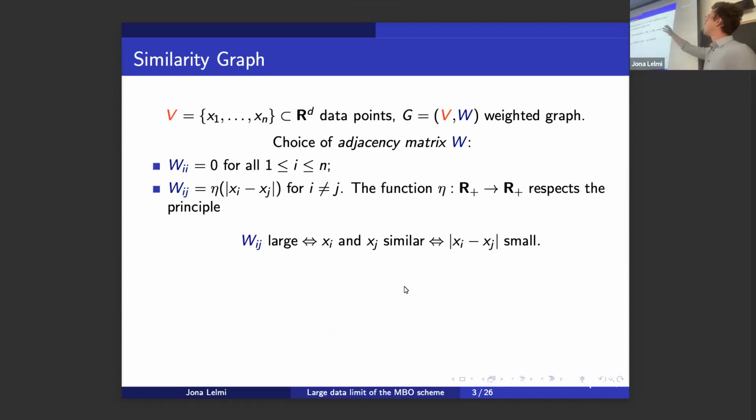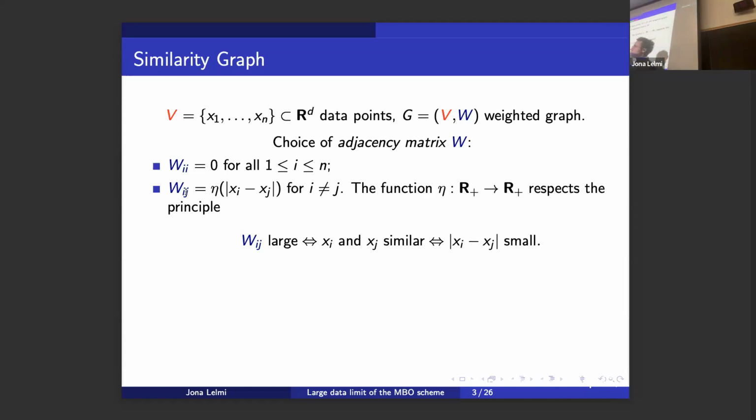So you have a bunch of data points, x1 up to xn, which sit in a very large space R^d. And you construct a graph, a weighted graph G, where the vertex set is given by the data points. And the adjacency matrix W is constructed as I was saying before, essentially. So you first impose that the diagonal is 0 because you don't want self loops in the graph. And then for points xi different from xj, you define the weight between point xi and point xj to be a function of their Euclidean distance.